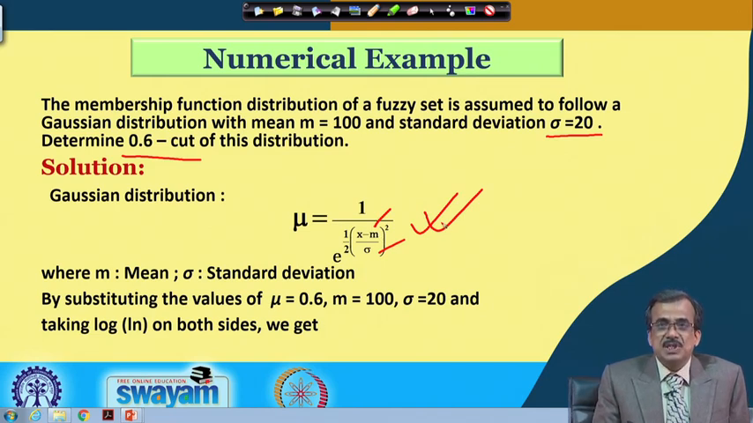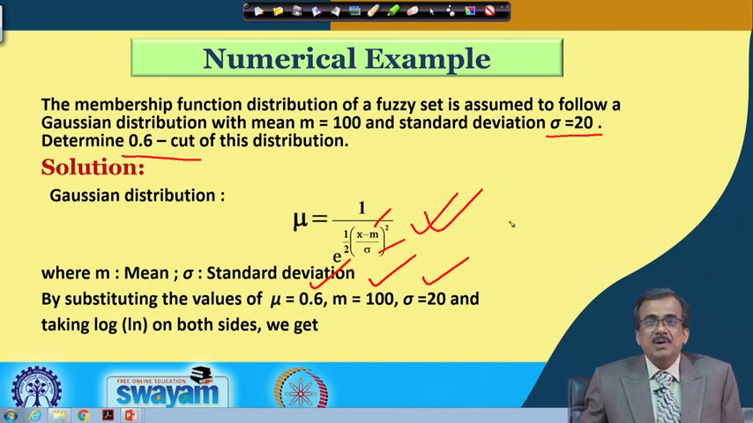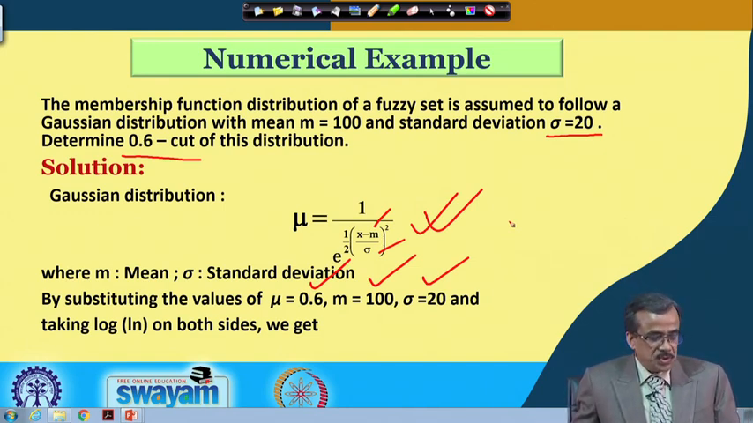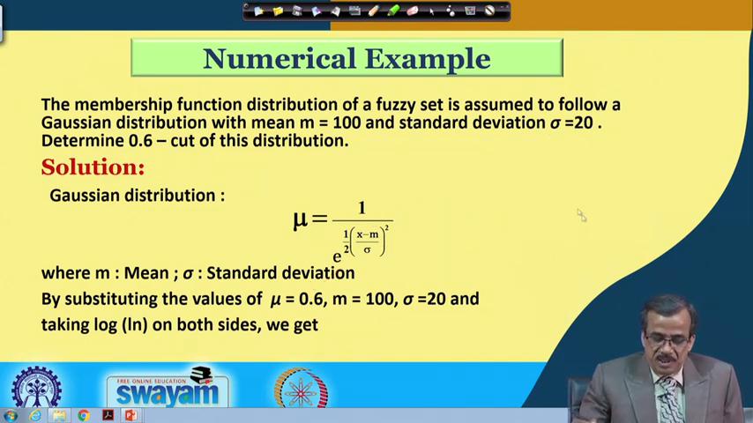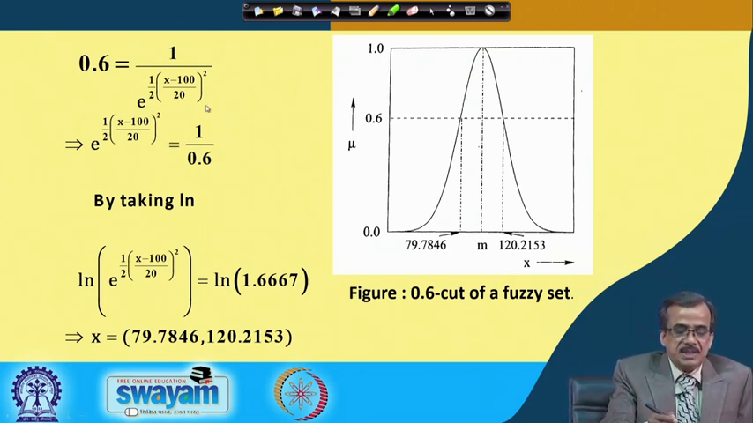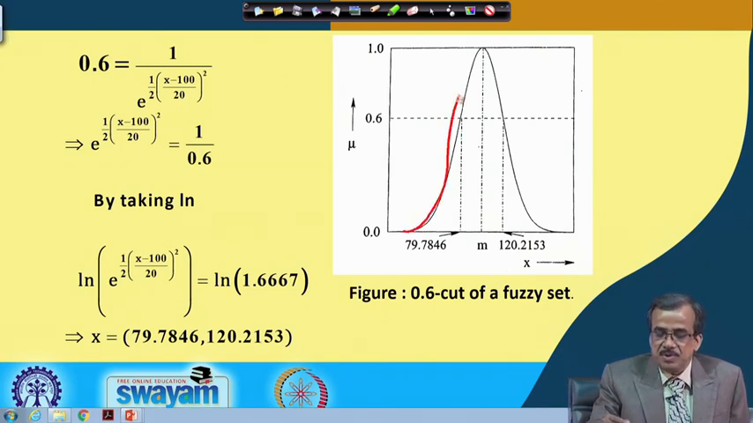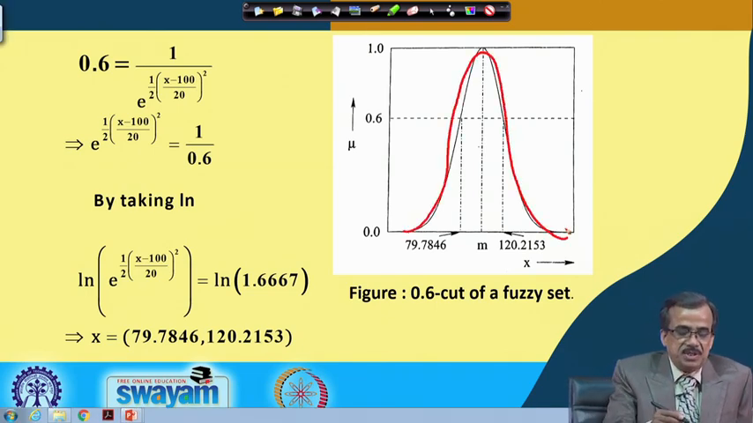So, what we do is we substitute the values for mu. So, mu is equal to 0.6, the mean m equals 100 and standard deviation sigma equals 20. Now, let us try to find out the value of x. What you do is you substitute the values for mu, m and sigma, and this is nothing but the Gaussian membership function distribution, with mean equal to m.